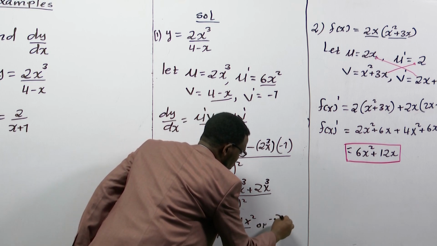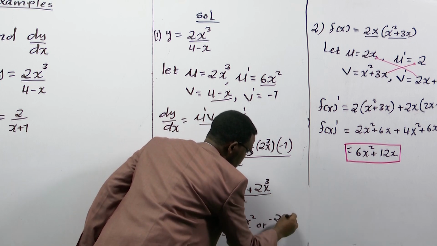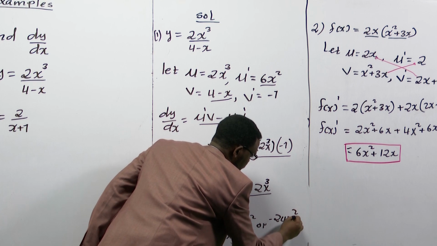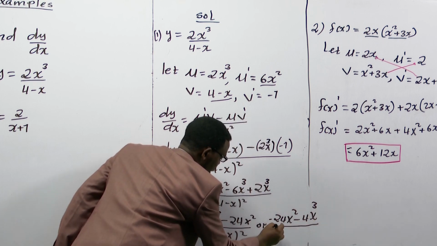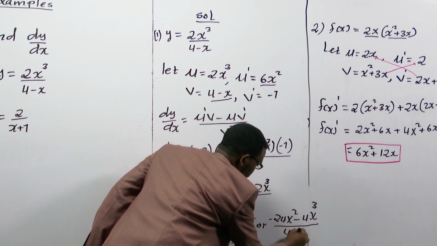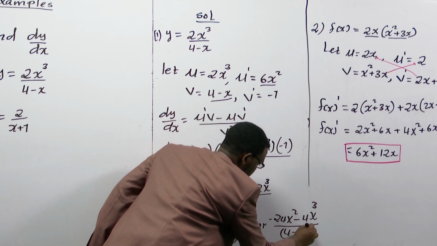Minus 24x square minus 4x cubic divided by, let me say, 4 minus x whole square.